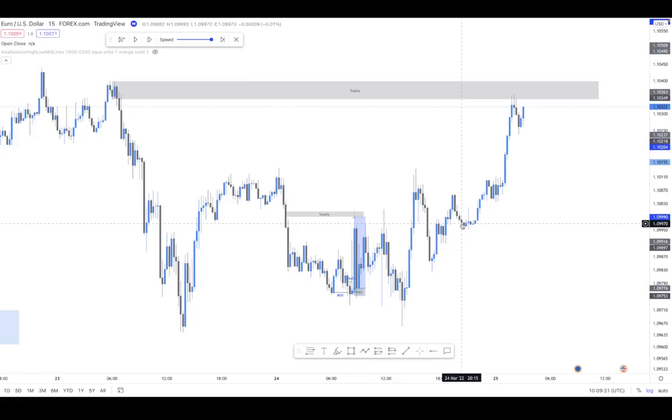Now, what we're going to be going over today is how to use a change of character properly, okay? We're going to start off on a 15-minute time frame and look for a change of character, and then we're going to drop down to a 1-minute time frame and look for a change of character again, and how we could get into entries by using this, okay?